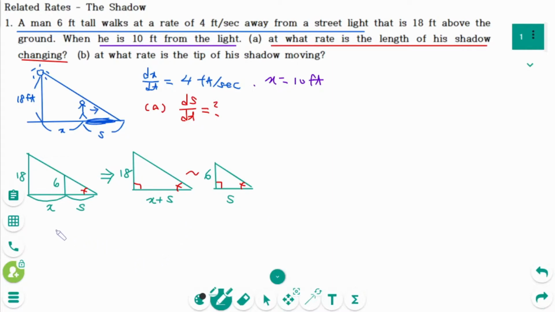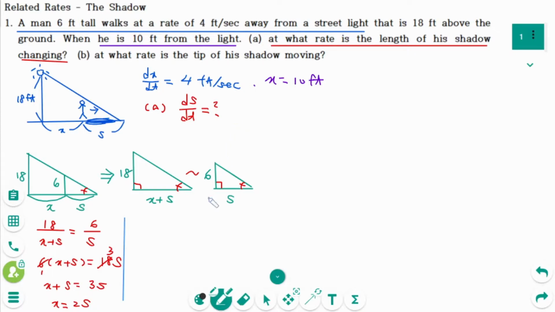Then we can set up 18 over x plus s equals 6 over s. Then cross multiply. 6 times (x plus s) equals 18s. Then 6 times 1, 6 times 3. Then x plus s equals 3s. That means x equals 2s.